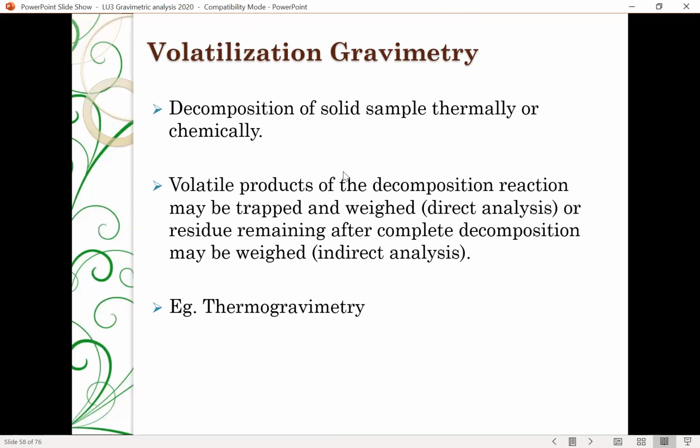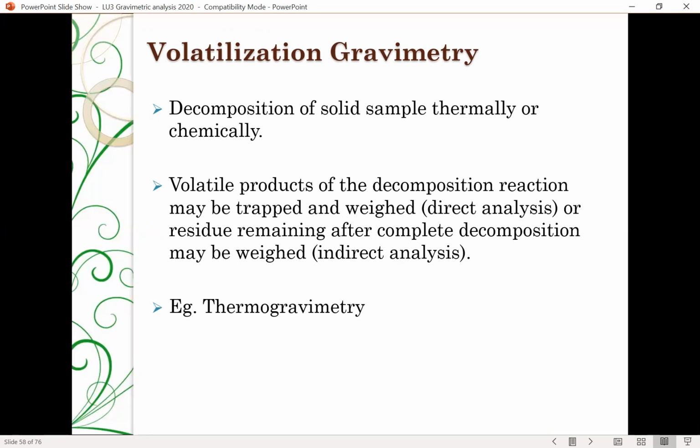Now we move to volatilization gravimetry. Volatilization gravimetry is a decomposition of solid sample through thermal or chemical treatment. Okay, so from the thermal or chemical treatment, the solid sample will yield volatile products, and the volatile products of the decomposition reaction may be trapped and weighed, and we get the mass of our product, or the residue remaining after complete decomposition may be weighed. So this is what we call indirect analysis.